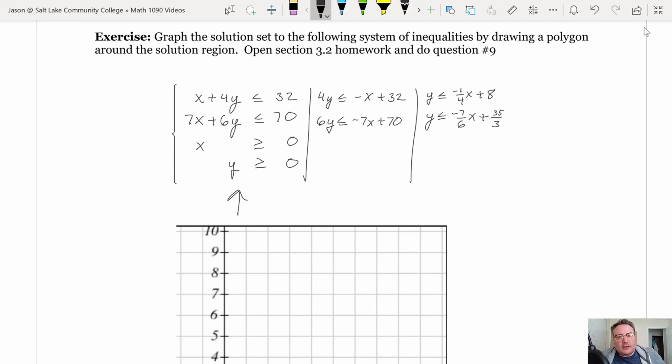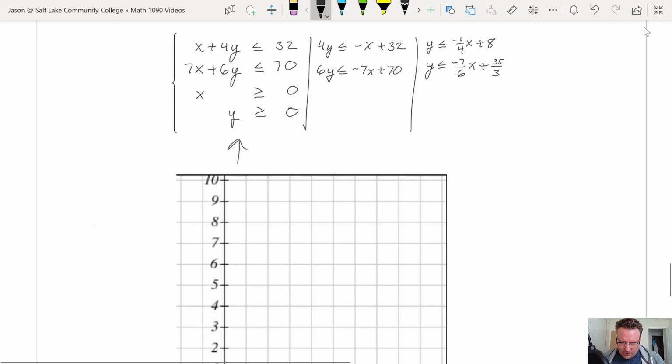What these inequalities do is force all the points that satisfy x is greater than or equal to 0 and y is greater than or equal to 0 to be in the first quadrant, also including the positive x and y axes, and 0. And what I've done here is I've solved the inequalities for y. The first one, we got y is less than or equal to negative 1/4 x plus 8. So let's go ahead and graph that.